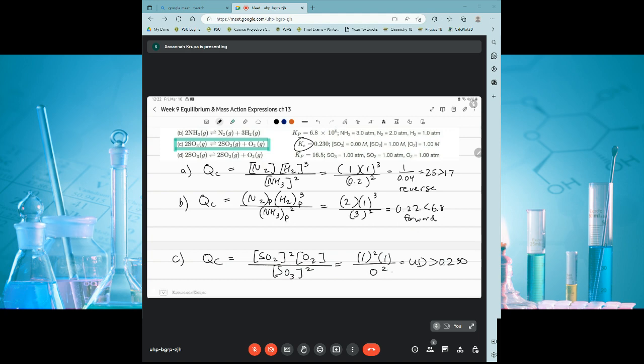The reason is because when you have a value in the denominator that is proceedingly really, really small, if you divide something by a very, very small number, you're going to get a very large number. So it is undefined, and it technically is going towards infinity, and because it's so large, it's going to be a lot bigger than 0.230. And because it's going to be larger, it is going to react in the reverse direction of this reaction.